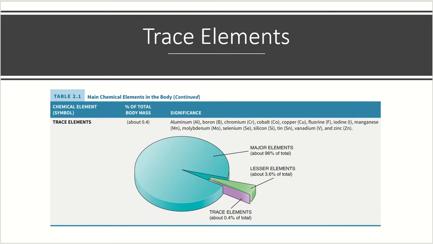And then also we have these trace elements. These make up less than 0.5% of that total body mass. And again, these are still important elements in your body, especially for a lot of signaling things, but they're just much less abundant.